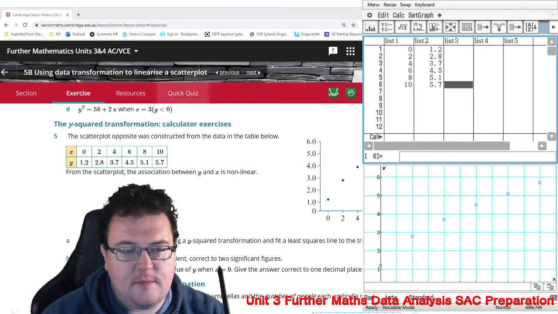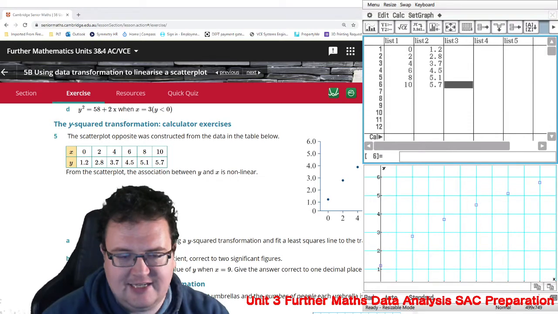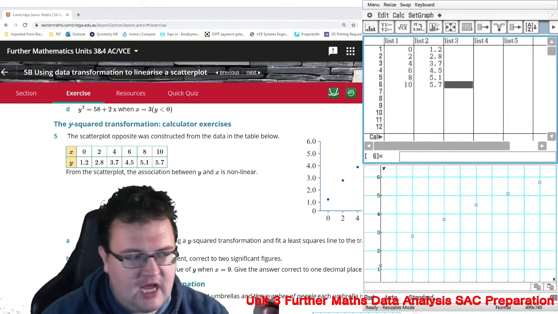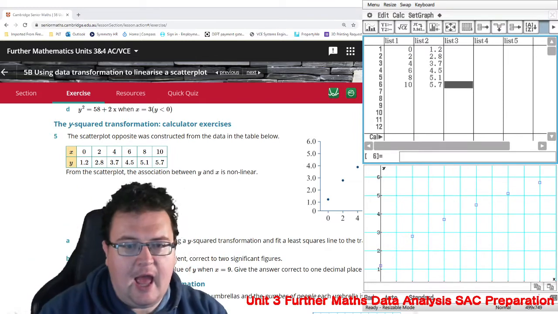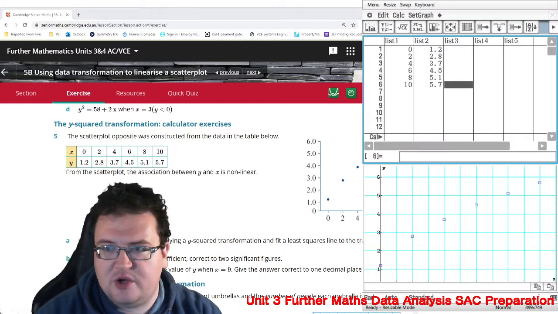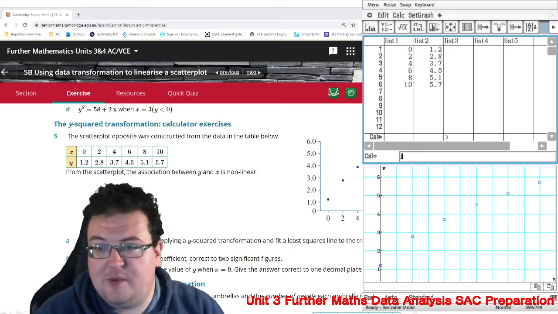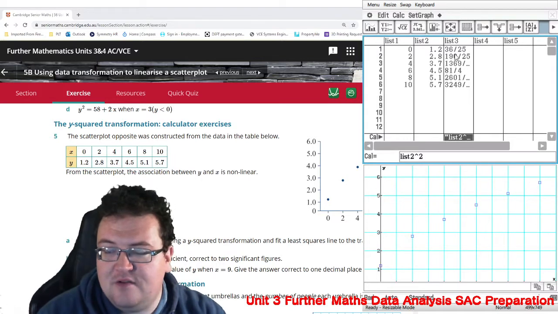So in this case, remember that the x values are 0, 2, 4, 6, 8, and 10. The y values are what's above me right there. And we have to do a y-squared transformation. Same as how we did it for the previous question, on list 3, we're going to click down to Cal, and we're going to type list 2 this time, and raise it to the power of 2. And this is what we're going to get.